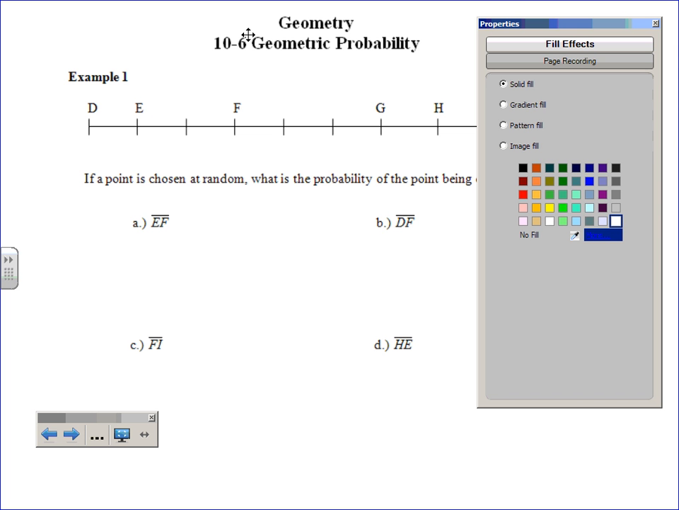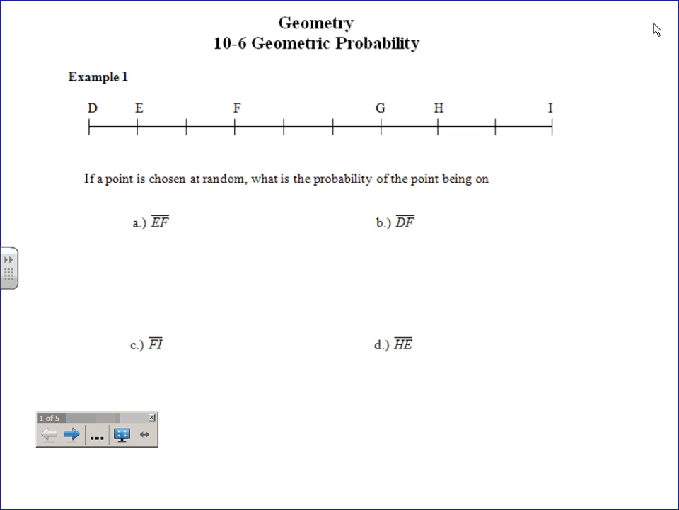What we really want to do here is find out, of the entire target, which I would consider this whole line segment here, there are certain areas, for example, from D to E is an area I could hit.